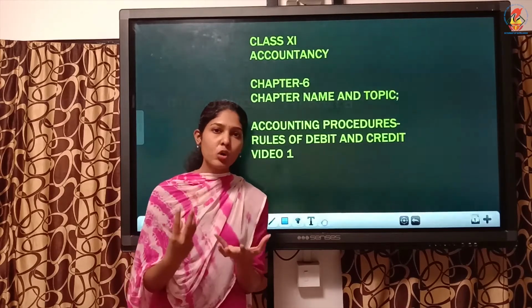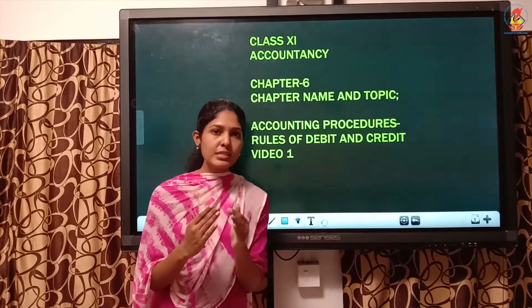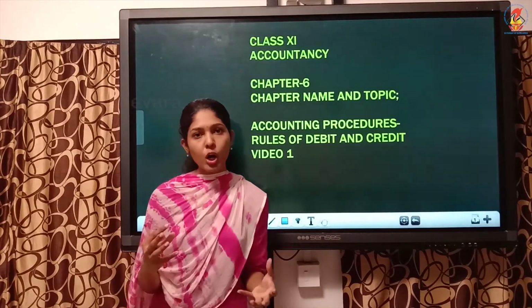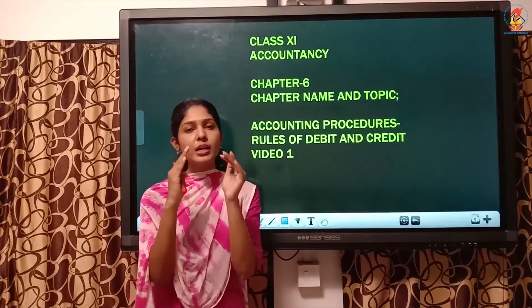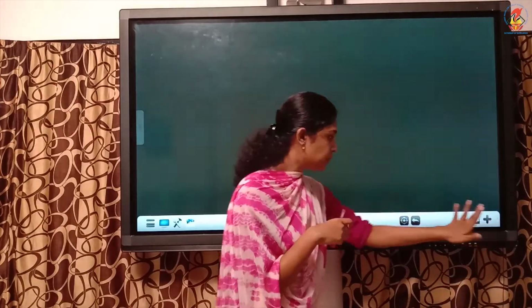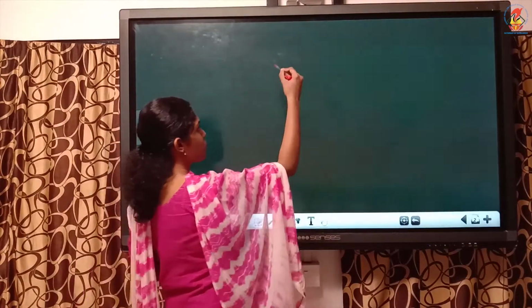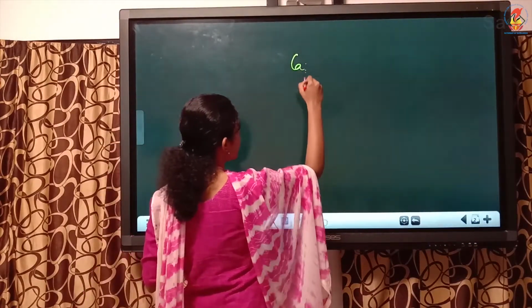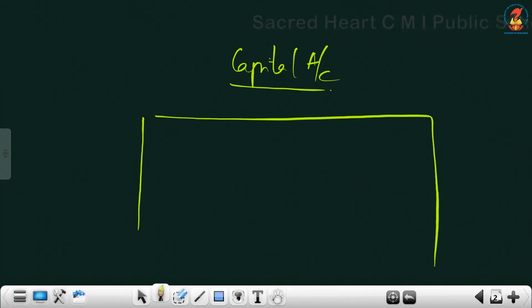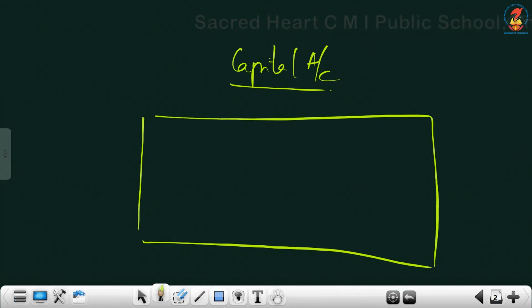So what is an account basically? Account means it is a summary of transactions, or a record of transactions under a particular head. Like when you do ledger, you will have so many accounts in that book called ledger, like capital account, cash account, bank account, drawings account and all. Account will look like a box. This will be the basic format of an account.